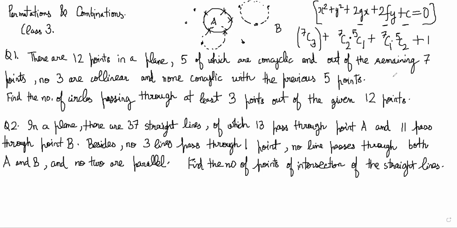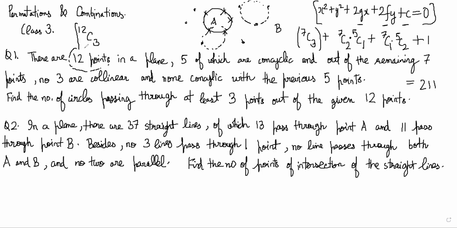You do this addition, you'll get the answer. And the answer is 211. However, this can also be done in an easier way than this. Easier way would be, there are 12 points total, right? So total number of possible circles should have been 12C3, right?